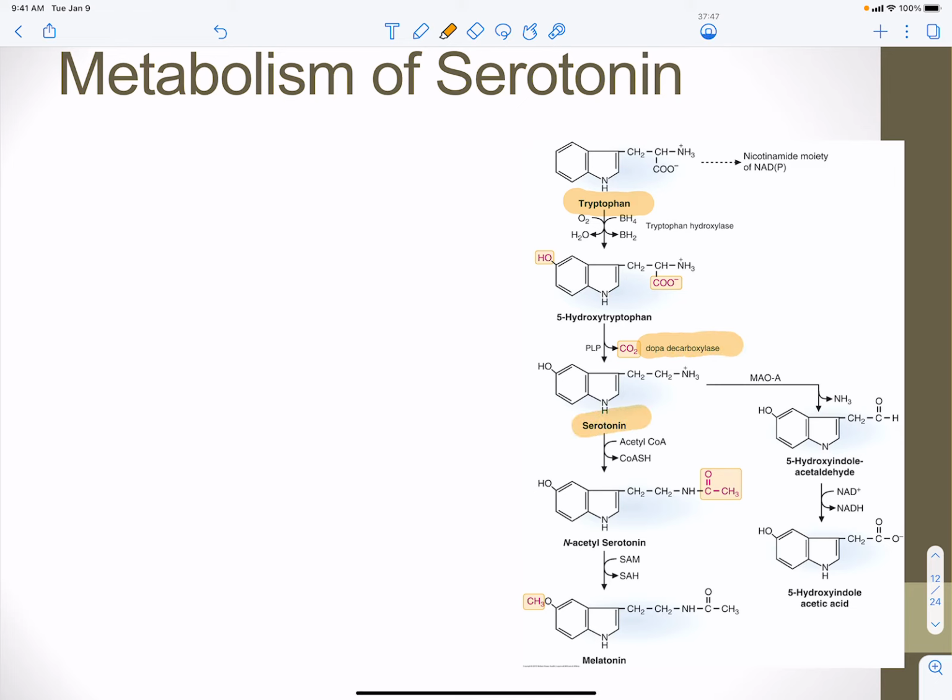And serotonin can be inactivated by your MAO-A, so this is the type A, not the type B. And then you can also get melatonin produced in the pineal gland in response to light-dark cycles from serotonin.